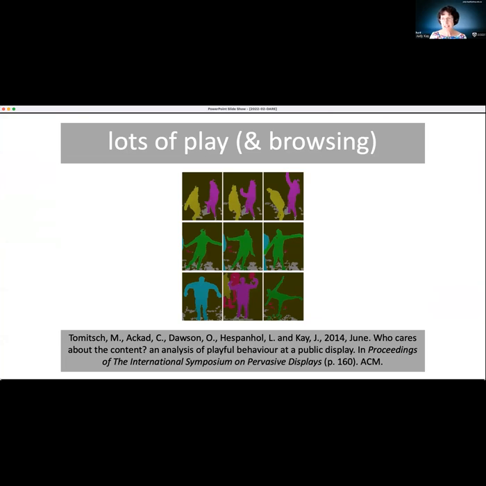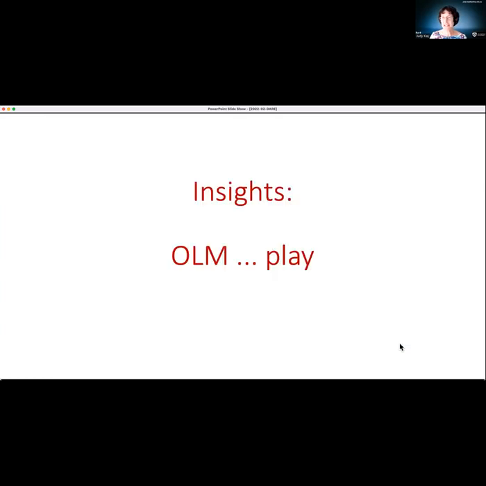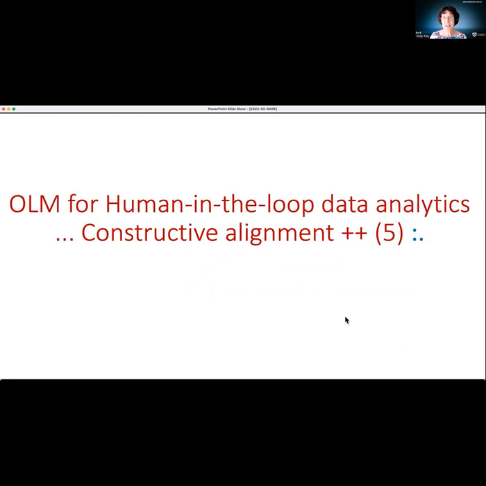And we did things like study whether people playing managed to learn how to use the interface and whether they fooled the modeling. And in fact, the playing didn't really interfere with the learning. So there were a whole lot of insights about how to build these interfaces for real life, people walking up, needing to be able to learn really quickly.